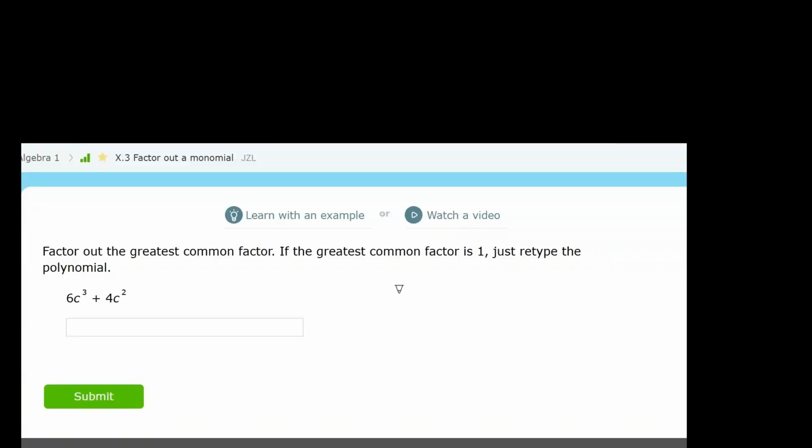Hi everyone, today I'm going to be talking about factoring out a monomial from a polynomial, particularly the greatest common factor. So here we have 6c to the third power plus 4c squared. The first thing we're going to want to do is identify our greatest common factor. Notice that both our terms have a number component and a variable component. So let's focus on the number component first.